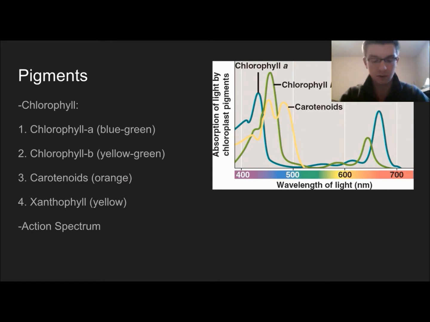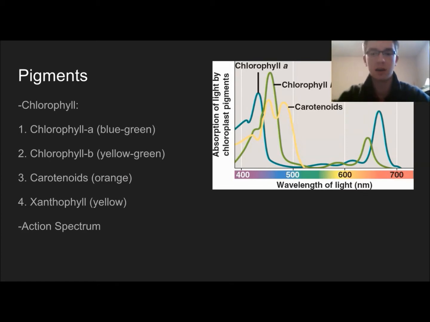So we have chlorophyll A, which is going to be your blue-green pigment. And it's the only one that's able to transfer electrons directly to the light reactions. And then we have chlorophyll B, the carotenoids, and xanthophyll. These three are yellow-green, orange, and yellow respectively. And what these pigments do is they gather different wavelengths of light and are able to pass these on to chlorophyll A, which passes the electrons on through electron transport chains in photosynthesis.